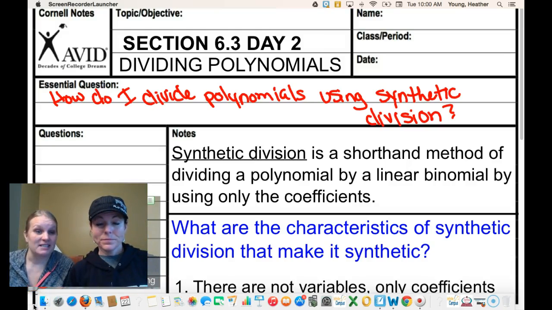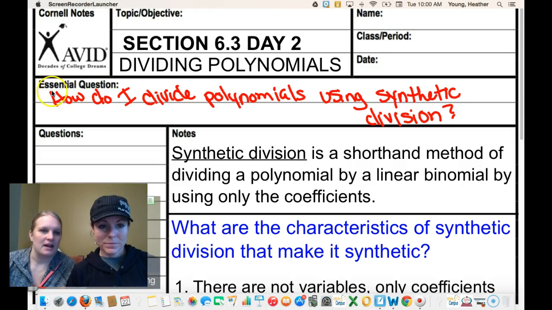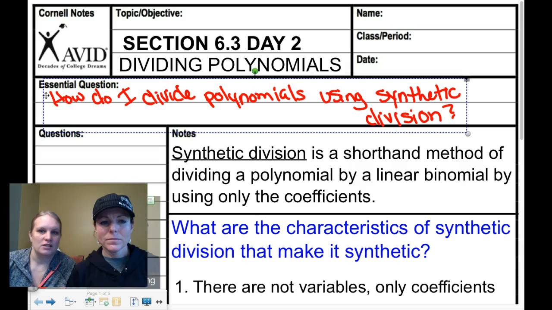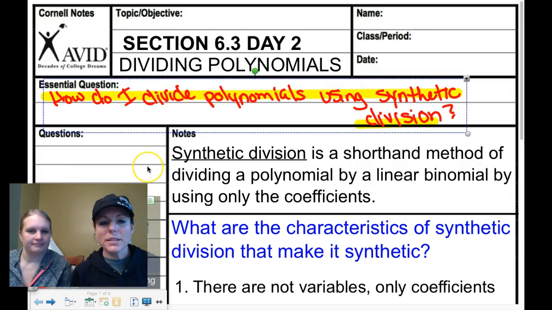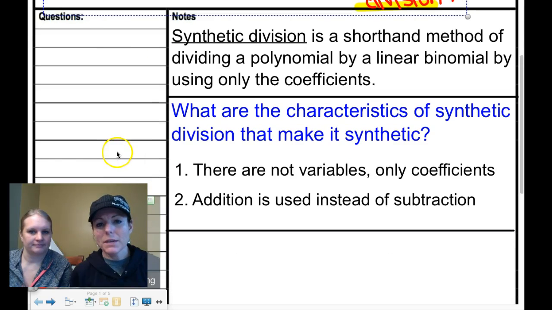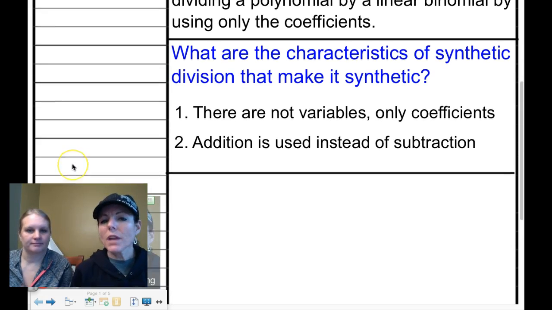All right, so today is day 2 of lesson 6.3, and this time we're doing synthetic division. So our question is, how do I divide polynomials using synthetic division? And I think you guys are going to like this more. Synthetic division is a shorthand method of dividing a polynomial by a linear binomial by using only the coefficients. It's pretty straightforward.